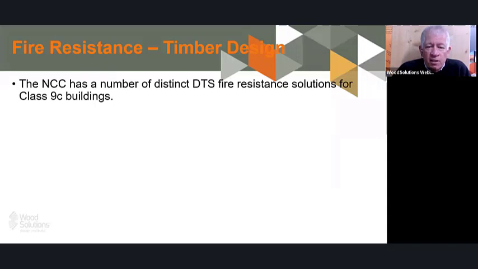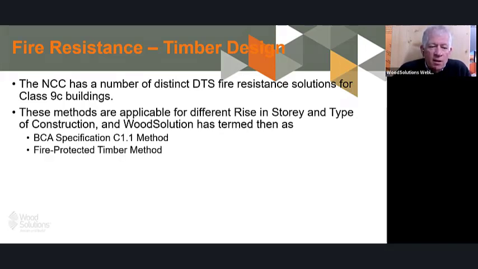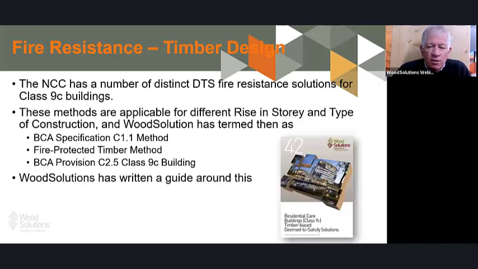So the NCC has a number of distinct solutions for Class 9C buildings. These methods are applicable for different rise in storeys and the type or classification of building it's meant to be, so Type A, B, or C. The first is the BCA Specification C1.1 method. The second is the fire protected timber method, which is what we use for mid-rise type buildings. And the third is the BCA Provision C2.5 Class 9C building solution. A bit complex, because there are different fire resistance requirements for each option, and it's up to you to decide which method you want to use.